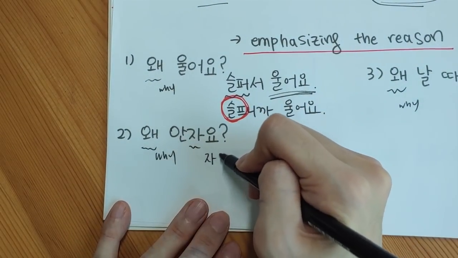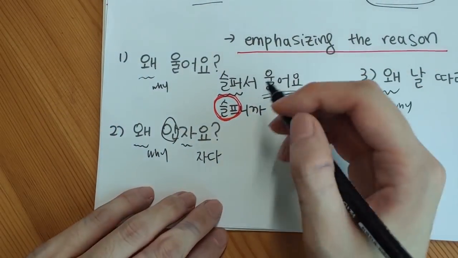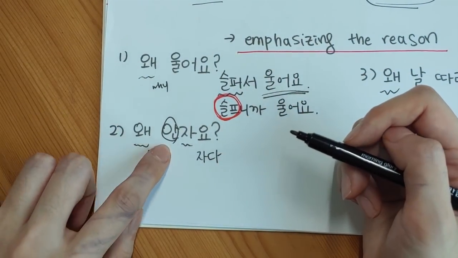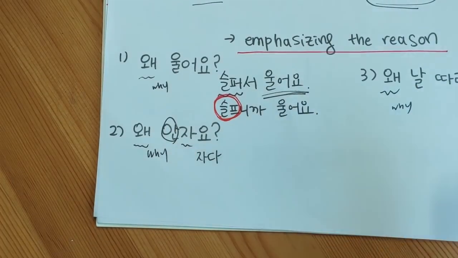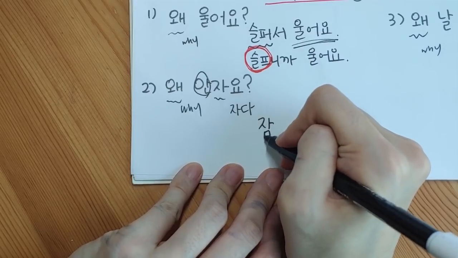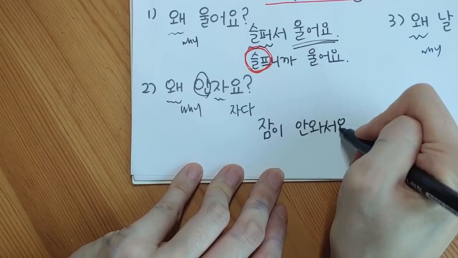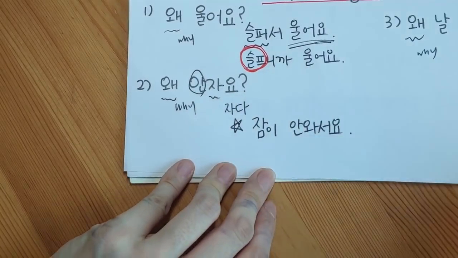And also, 왜 안 자요? 자 comes from 자다, which means to sleep. And 안 is a negation of the verb we learned, right? So 왜 안 자요? Why not sleep? Why are you not sleeping? And you can say, because I'm not sleepy. 잠이 안 와서요. So normally we answer it like this.